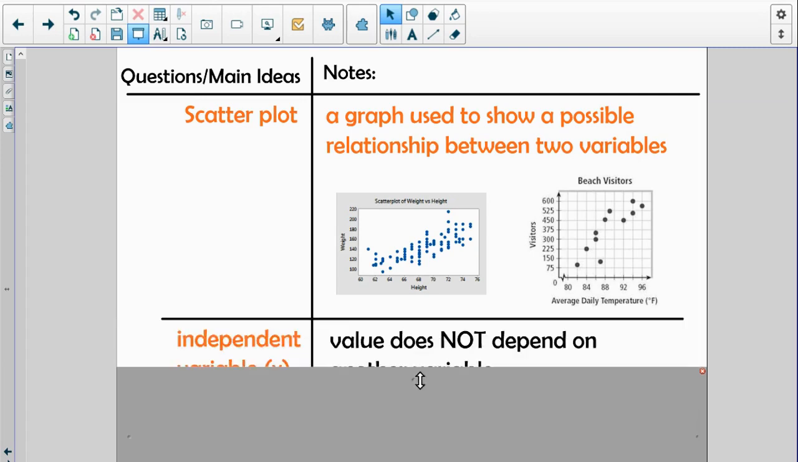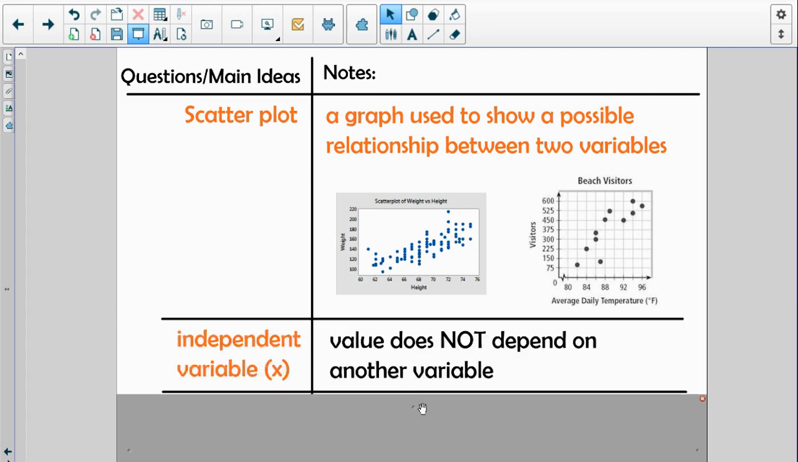So on any scatter plot or any set of data, there's something called the independent variable. Now, the independent variable is usually going to be x. And really, for everything that we cover, it is going to be x. So x is the independent variable because the value does not depend on another variable. It's independent of anything else. In our two examples, we see that height was on the x-axis of the first example. So height would be the independent variable. On the second scatter plot, average daily temperature was on the x-axis, so average daily temperature would be the independent variable.